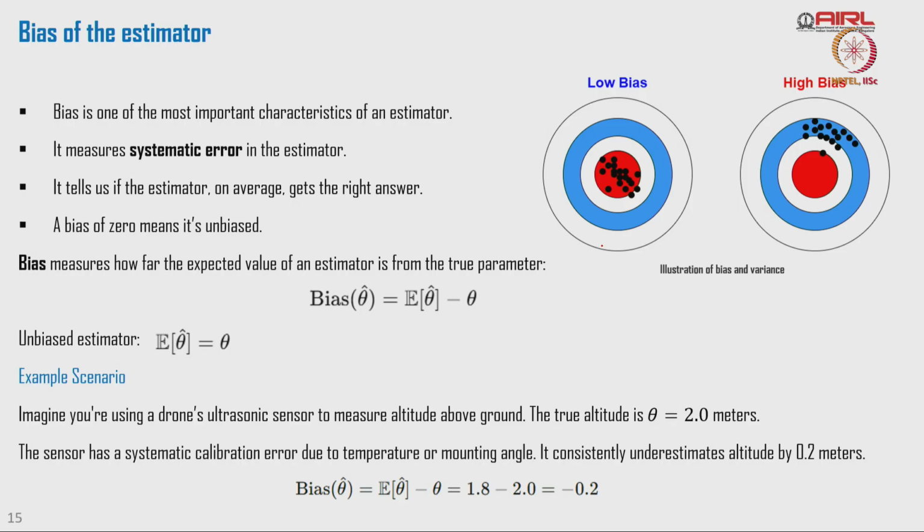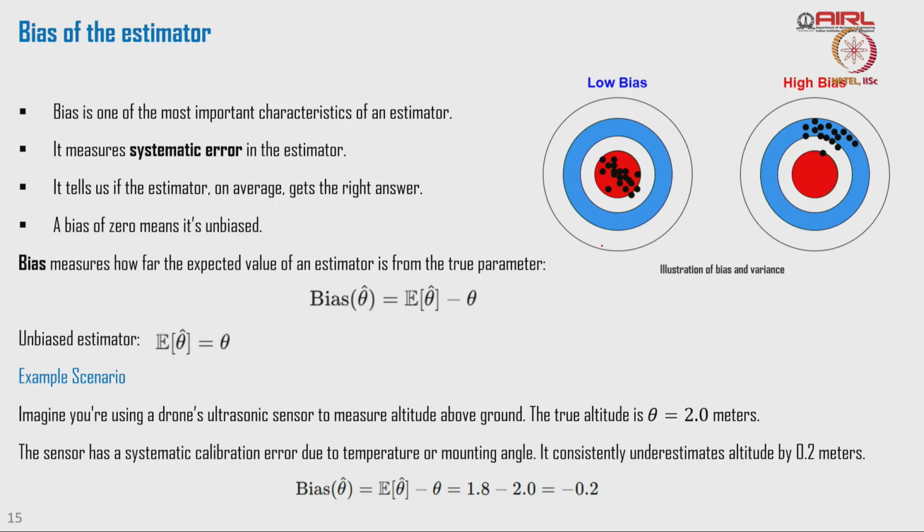Now, bias of the estimator. Bias is one of the most important characteristics of an estimator. It measures systematic errors in the estimator. It also tells us if the estimator, on average, gets the right answer. A bias of 0 means it is unbiased. Bias measures how far the expected value of an estimator is from the true parameter. So the expectation of theta hat minus theta is my bias. For an unbiased estimator, what will happen? The expectation of theta hat will be equal to theta, which means the bias is equal to 0.